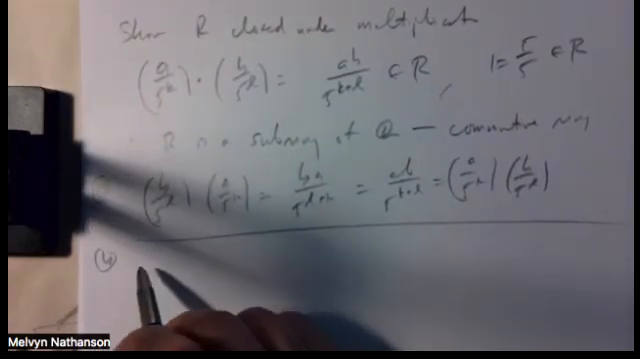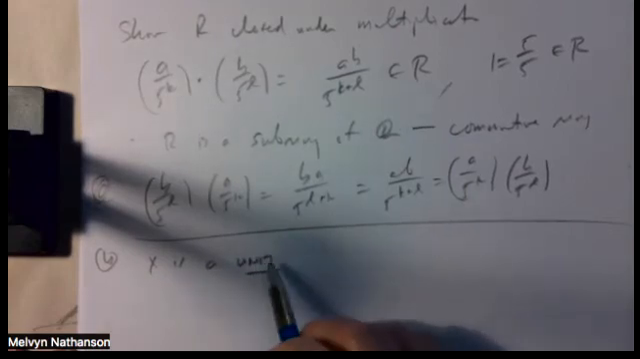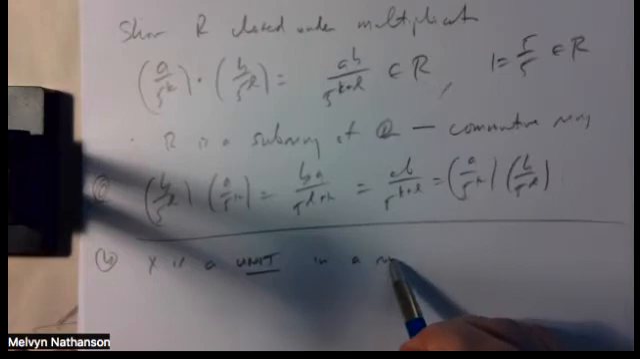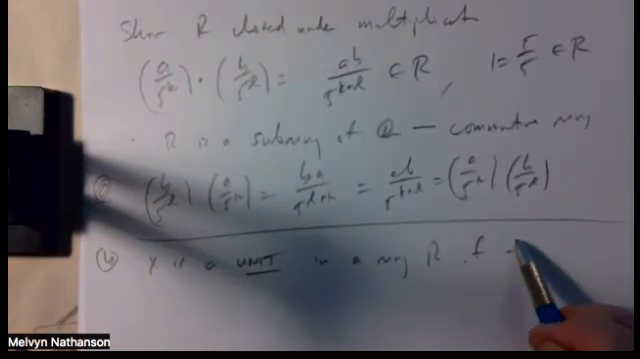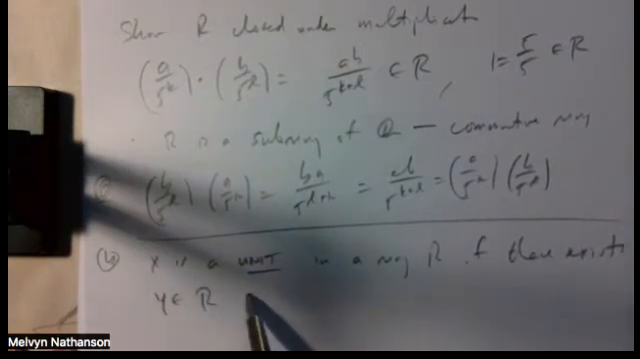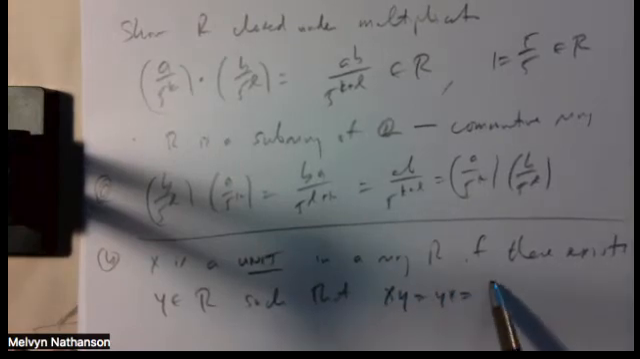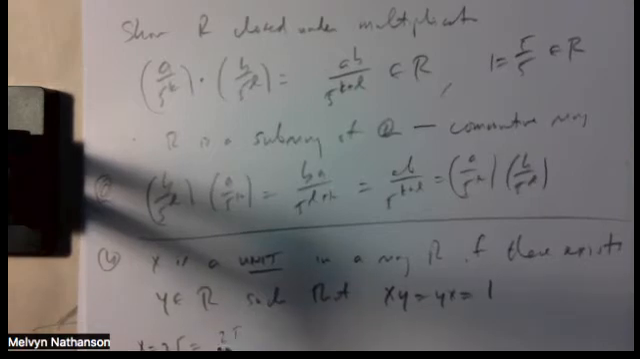What is a unit? Recall that x is a unit in a ring R if there exists an element y in R such that xy and yx equal the identity 1, the multiplicative identity. So suppose I take x equal to 25, which I can think of as 25 over 1, or 25 over 5 to the 0. This is certainly in R.